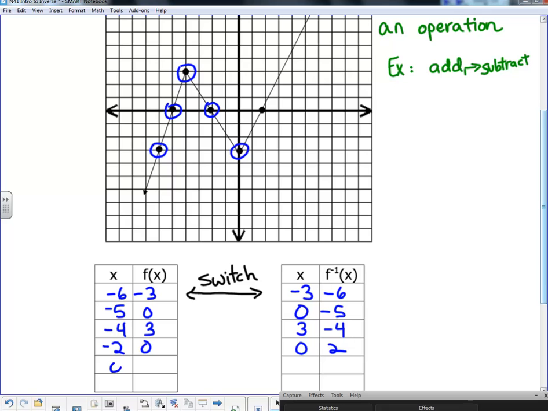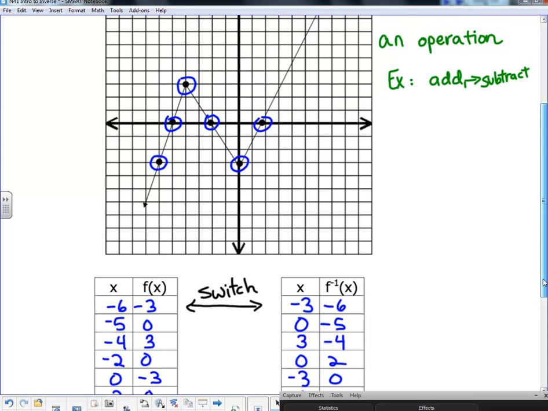This point is 0, -3. When we switch it, it'll be -3, 0. And 2, 0 will become 0, 2.